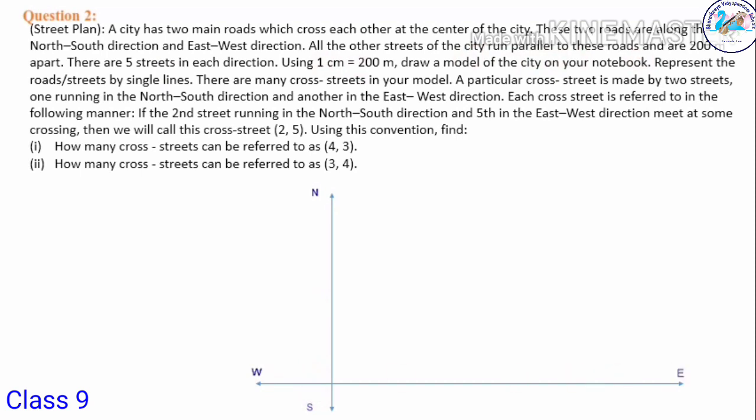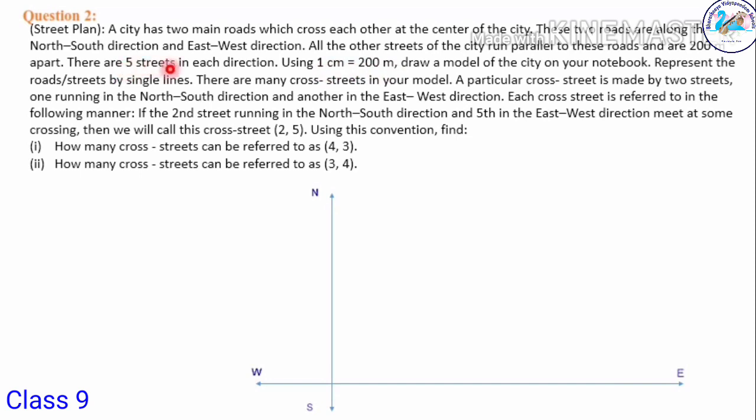So the distance between the two roads is 1 centimeter equal to 200 meters, which means the distance between these two roads mentioned here is 200 meters. But when you draw it on a piece of paper, you can use 1 centimeter to represent 200 meters, because the scale given to you here is 1 centimeter is 200 meters.